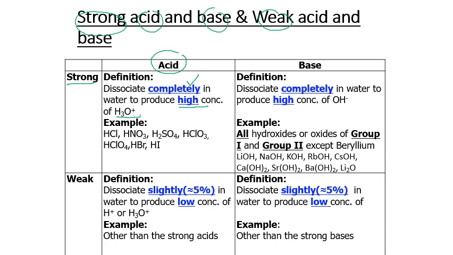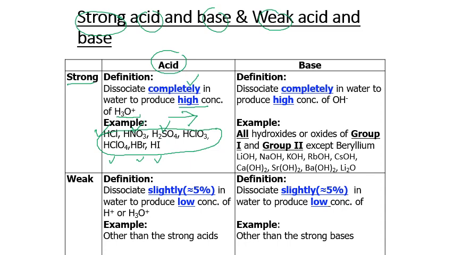Most of the time we will use the one-way arrow, or irreversible arrow, when writing the equation. So these are the 7 common strong acids that you have to remember. HCl, HNO3, H2SO4 are very common acids that we used before. So now you just add another 4 examples of strong acid: HClO3, HClO4, HBr, and HI.